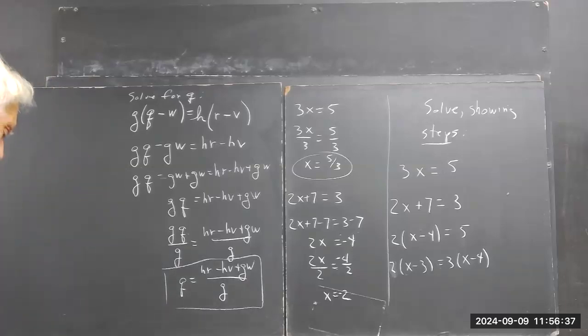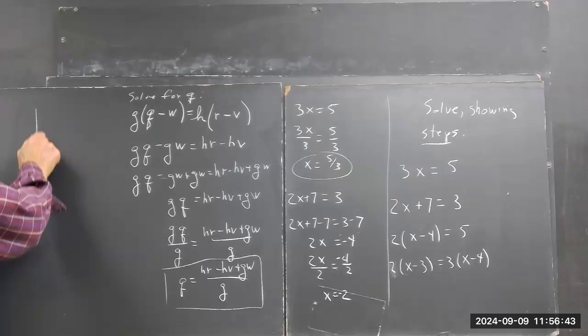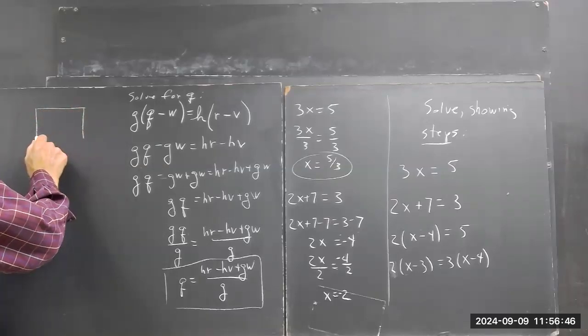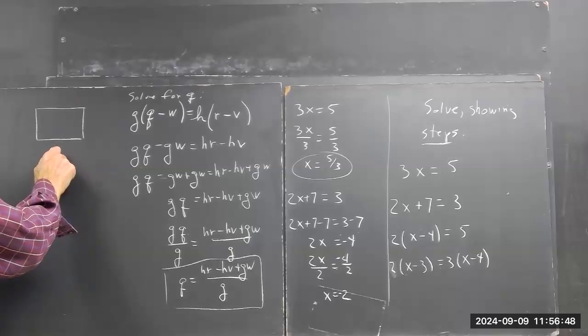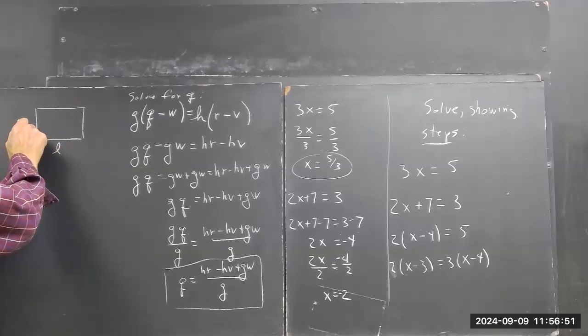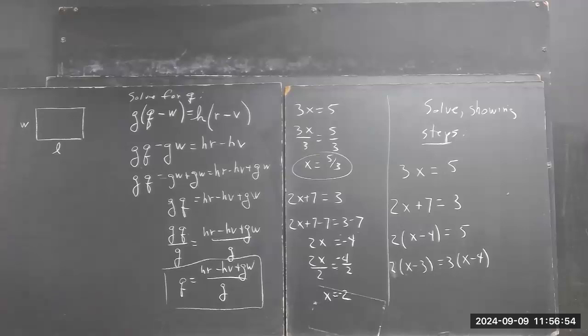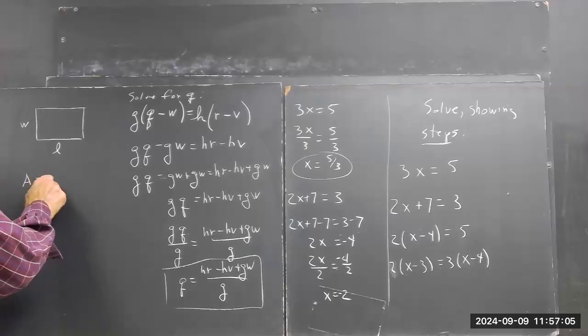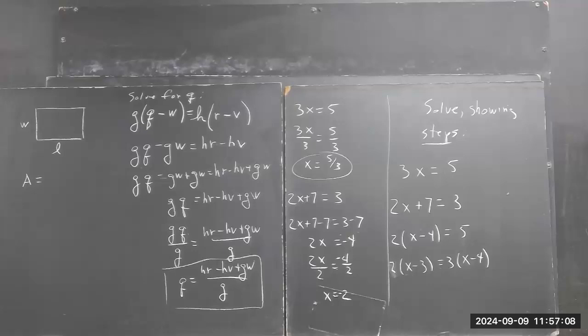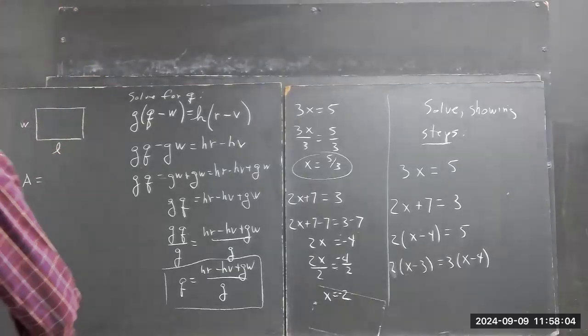Okay, well, there are a lot of formulas that come from geometry. Like, for example, you've got a rectangle. That's an L. This is a W. Okay. How would you get the area of the rectangle? Can you write out the formula for the area of the rectangle? Okay, everybody either got that right or was close.